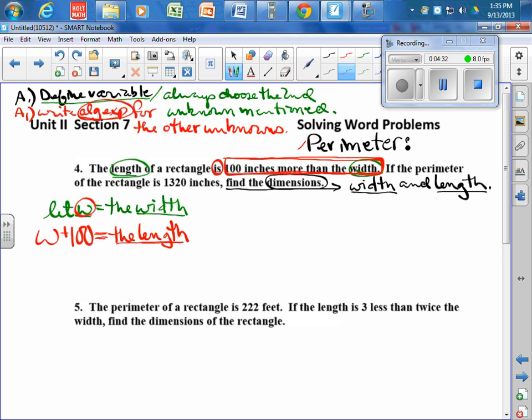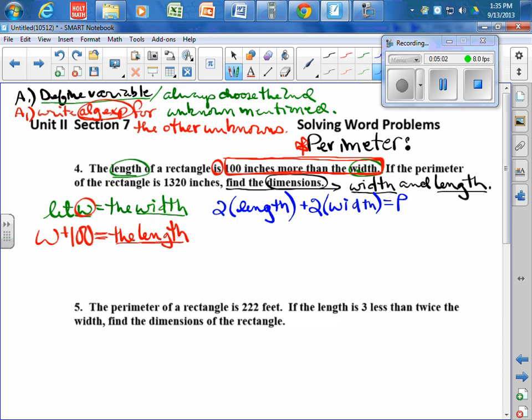Well, now, since I'm talking about perimeter of a rectangle, we had better use the formula for perimeter of a rectangle. And for right now, here's what I want you to do. Let's take 2 times the length and write the word length out for me and put it in parentheses, plus 2 times the width, put width in parentheses, equals P. There's the formula I want to use for this problem.